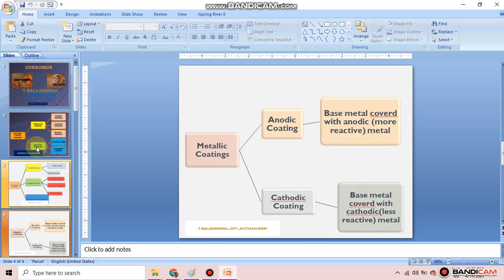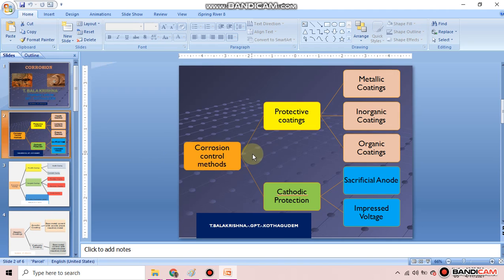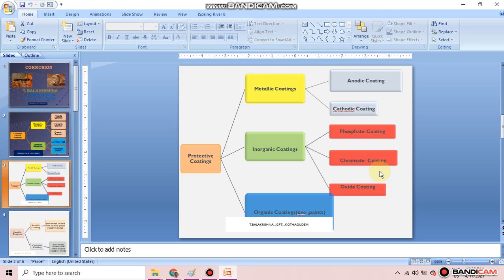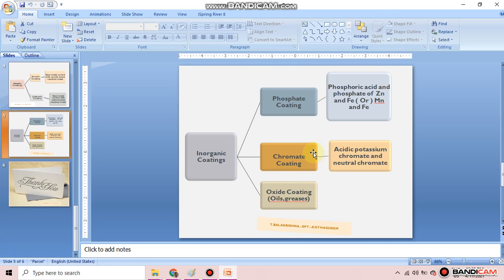Next one. Corrosion controlling methods are classified into two types: protective coating and cathodic protection. The protective coating is further classified into three types: metallic coating, inorganic coating, and organic coating. Metallic coating is divided into anodic coating and cathodic coating. Next is inorganic coating, which is further classified into three types: phosphate coating, chromate coating, and oxide coating.